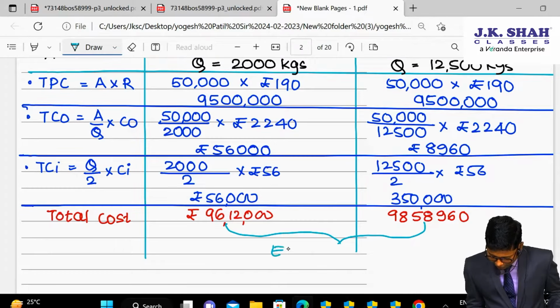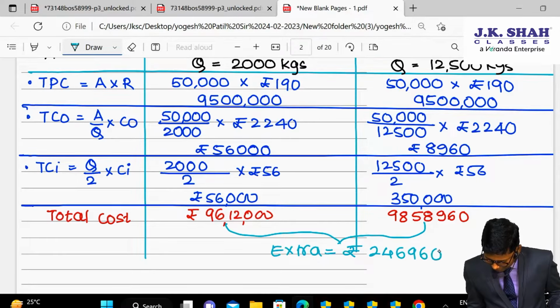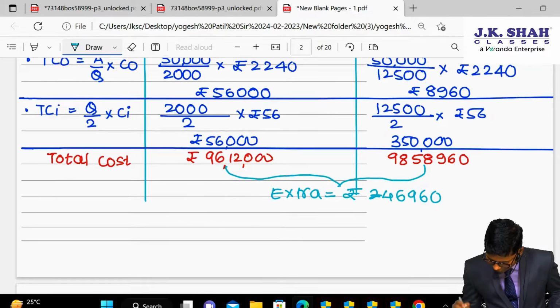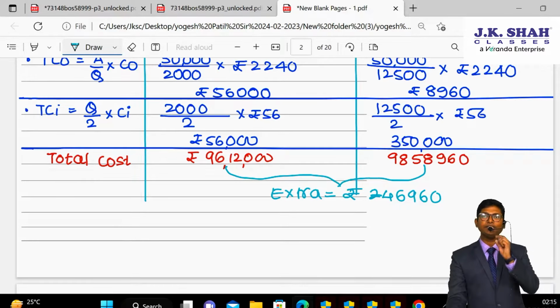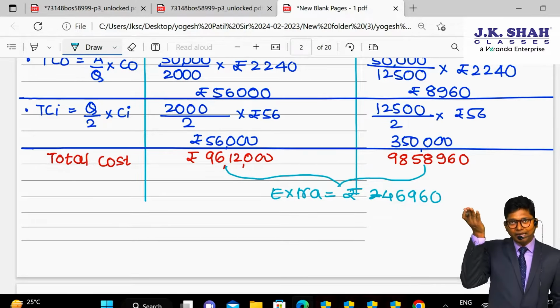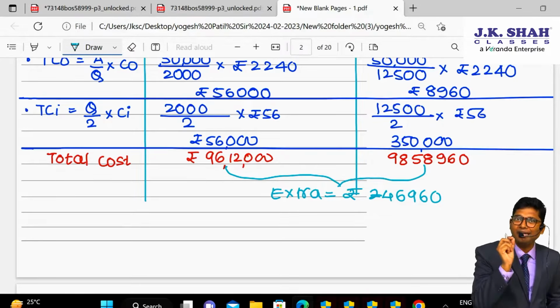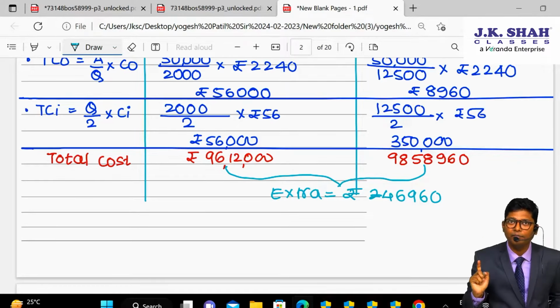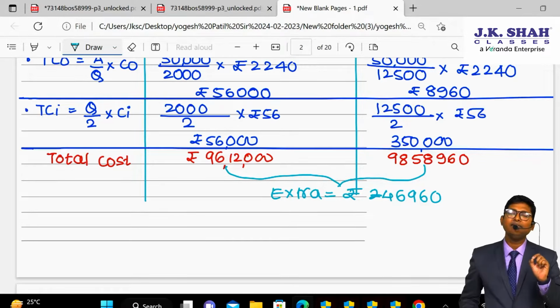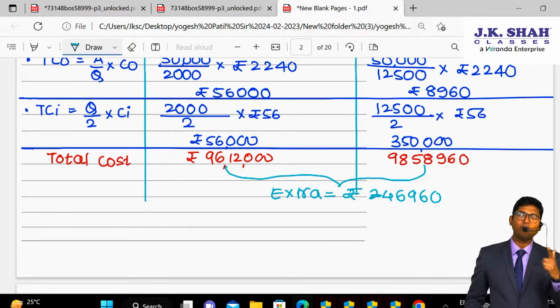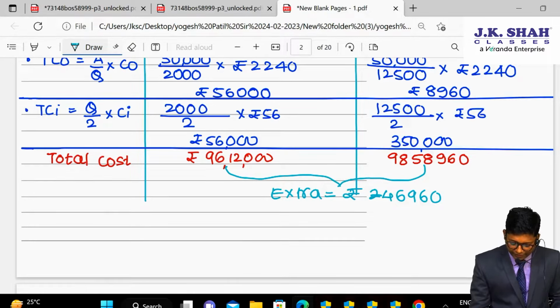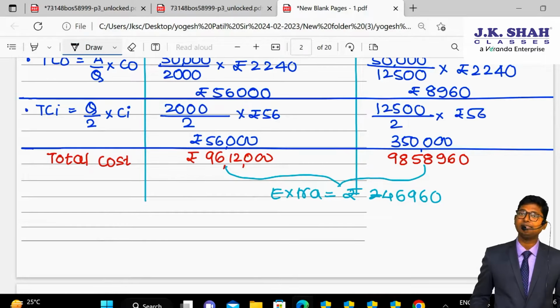Here, if you compute the extra cost, then the extra cost to be incurred is 2,46,960, meaning quarterly 2,46,960 is the additional amount. To bring your quarterly purchase option to the EOQ option, at least this much discount we should ask for. At least is the important point. We will try our level best to ask for more discount, but at least discount if you are calculating, then at least discount is 2,46,960.